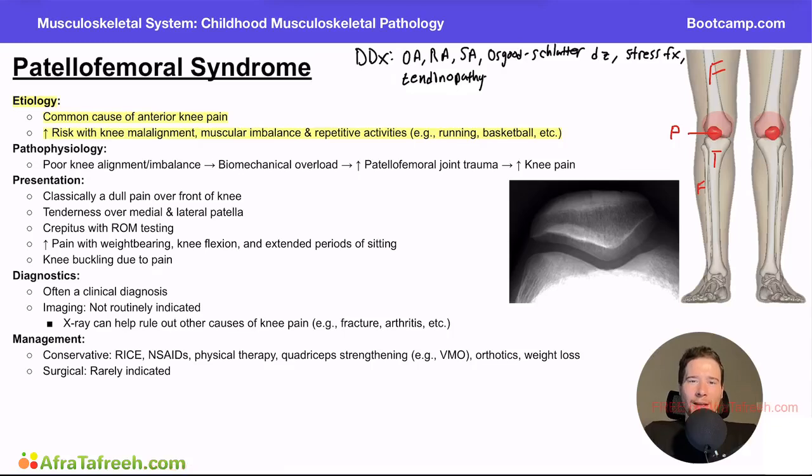However, what if there's a muscular imbalance? What if it's rubbing more on this side? It's going back and forth on this side more than this side, and it's getting more wear and tear over here. This can ultimately predispose patients to things like patellofemoral syndrome or even osteoarthritis later on.